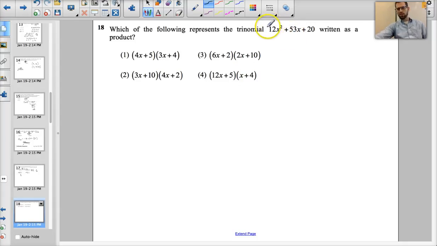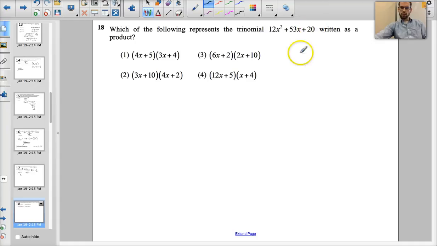Or I could FOIL each of these. I'm going to use AC method because I think you guys need to practice that. But yes, you could absolutely FOIL these and just match up your answers. You could also graph this, find the roots, and work backwards. You have many options, but let's go ahead and use AC method.